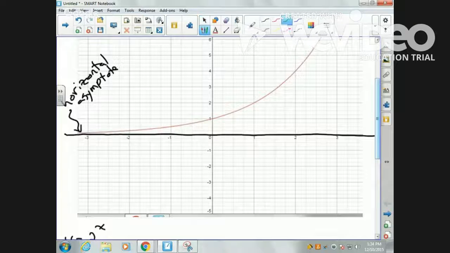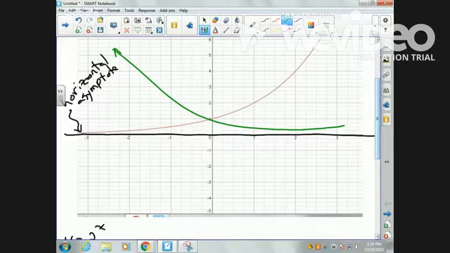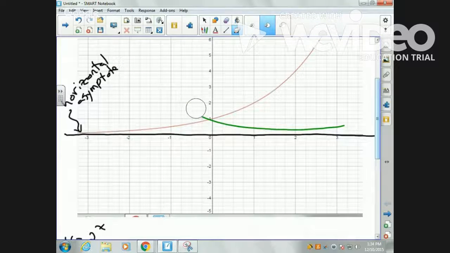In green here, you can see what happens if we look at y equals 1/2 to the x. So that's just changing the base. It's important to realize that the graph of y equals 2 to the x does show a function that's increasing, but we can also show a function that's decreasing so long as the base is a fractional value between 0 and 1.